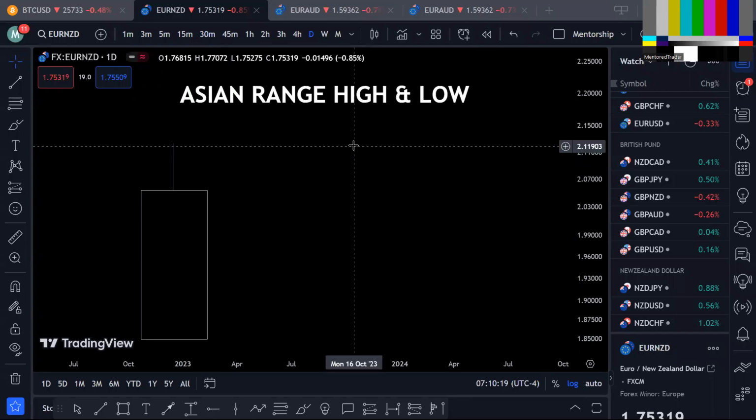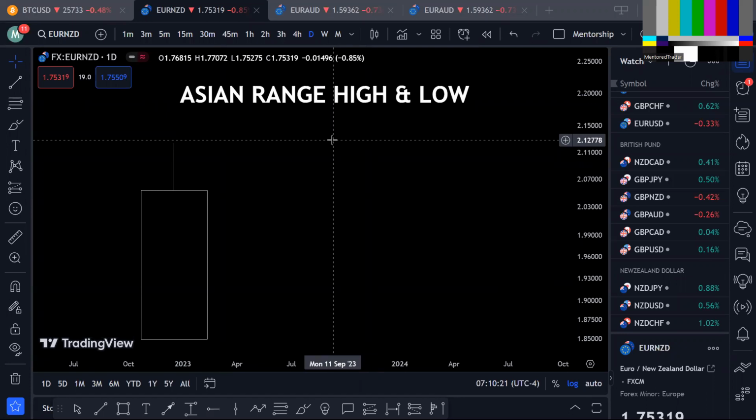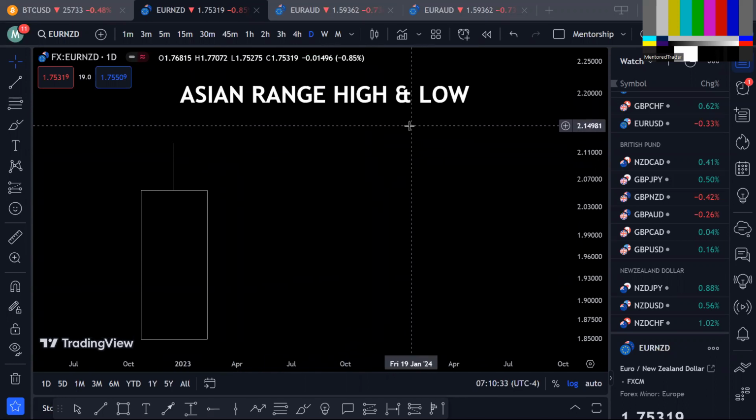In addition to the time, date, and day, we're going to look at the Asian range. Now, time, date, and day, yes. But how about the Asian range? High and low, still under the time, date, and day.